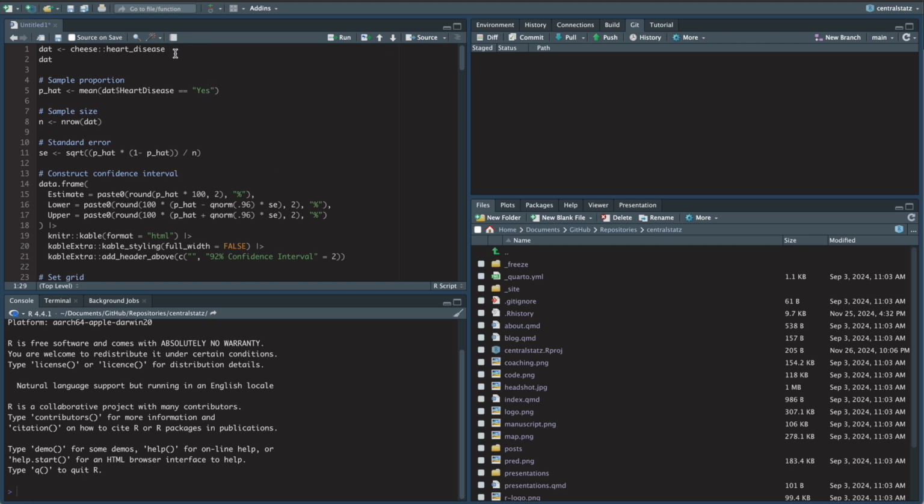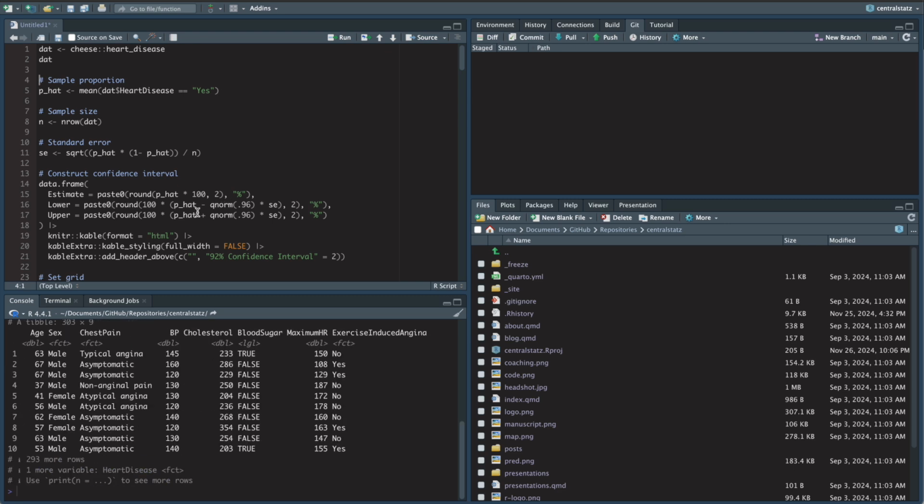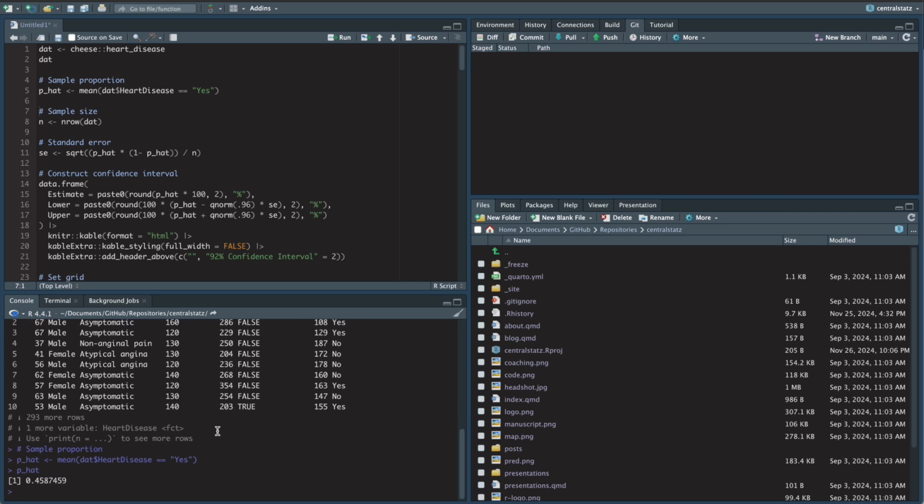All right, so the first thing we do is pull out a data set, and what we're interested in doing is constructing a model for the proportion of patients who have heart disease in this data set. This heart disease data set is just coming from this cheese package. And we're taking a look at what the sample proportion of patients is with heart disease, so 46%. So obviously this is some sort of already high-risk population.